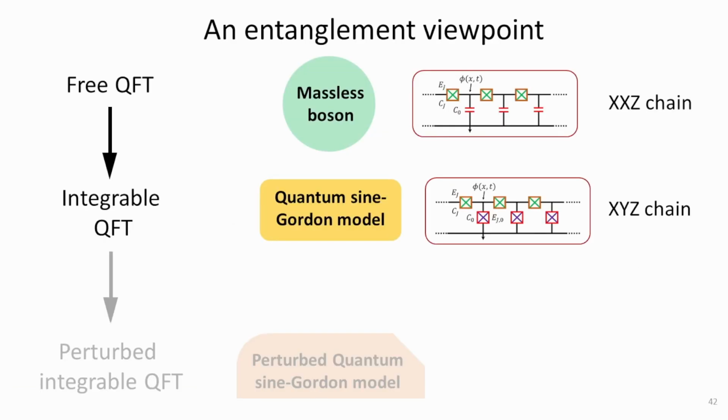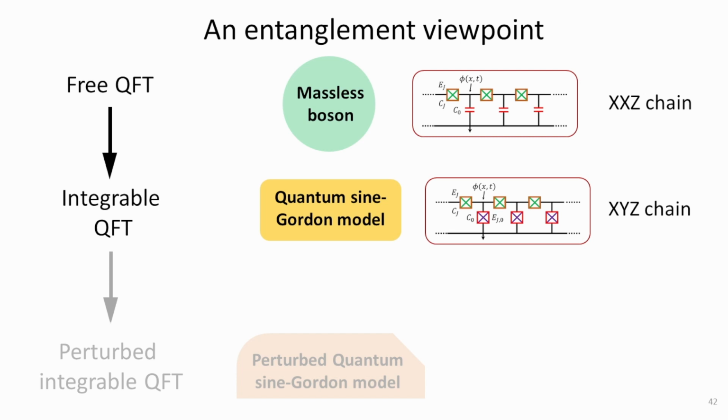So in this way, I hope you can start to appreciate that we are just computing quantum circuits for these well-known spin chains. So this is the spin chain for the free boson. That's the XXZ chain. And this circuit is just for the XYZ chain.